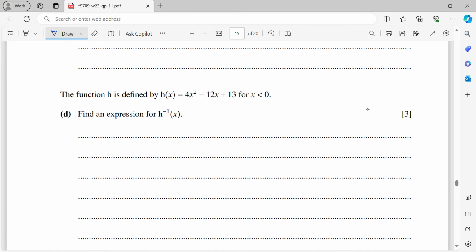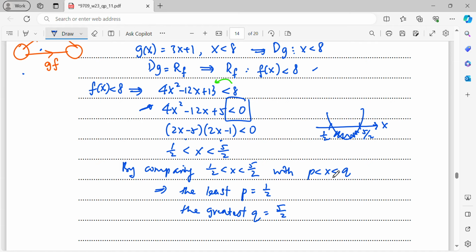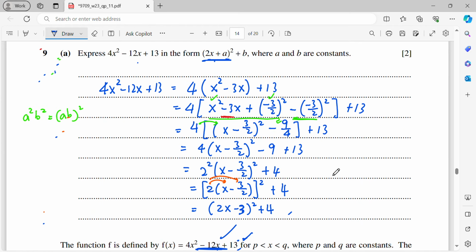Now the h is defined by this same function, but x is less than 0. Find the h inverse. So now let y equal hx. That means y is 4x squared minus 12x plus 13. For this quadratic function, we can refer to part A, because to find the inverse function, you must complete the square. So I will just copy this: 2x minus 3 squared plus 4.